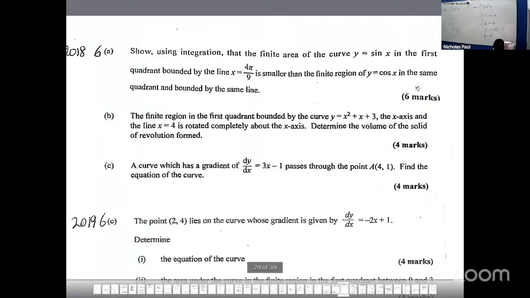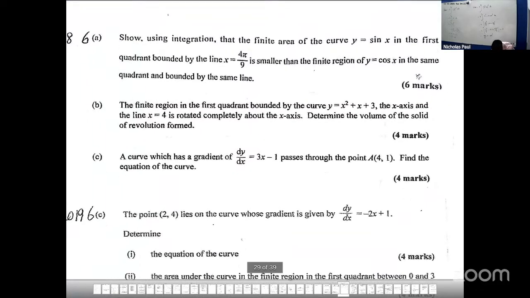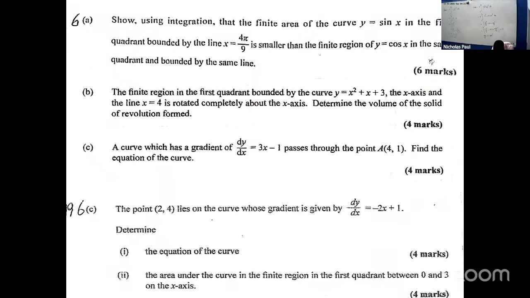Last one, 2018, number 6 part B. This one here.